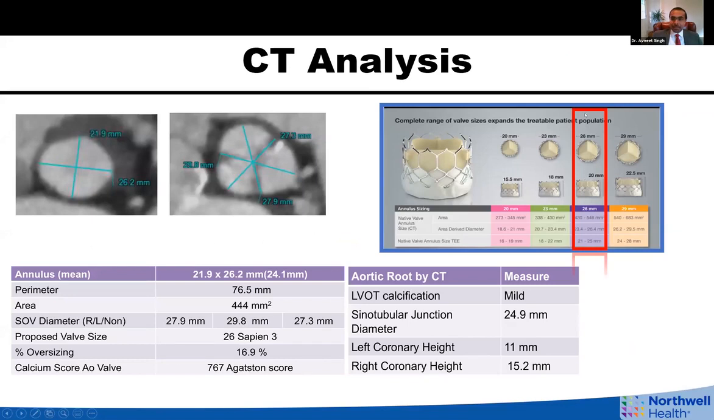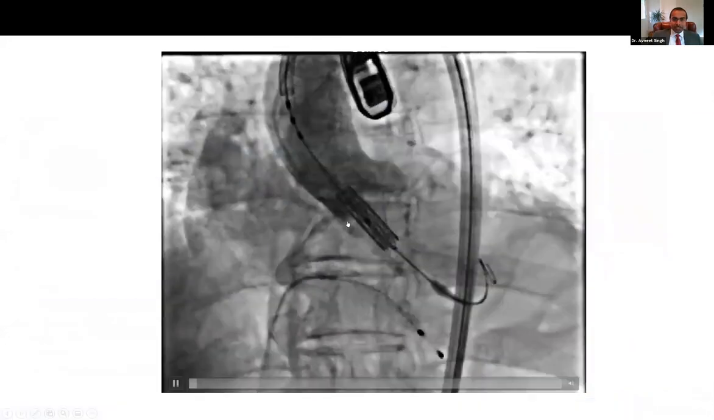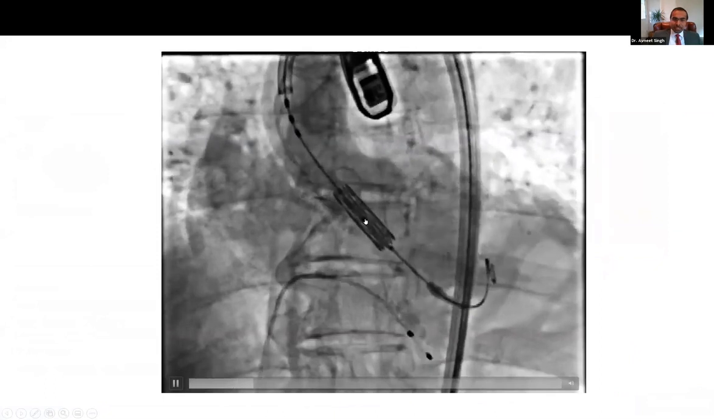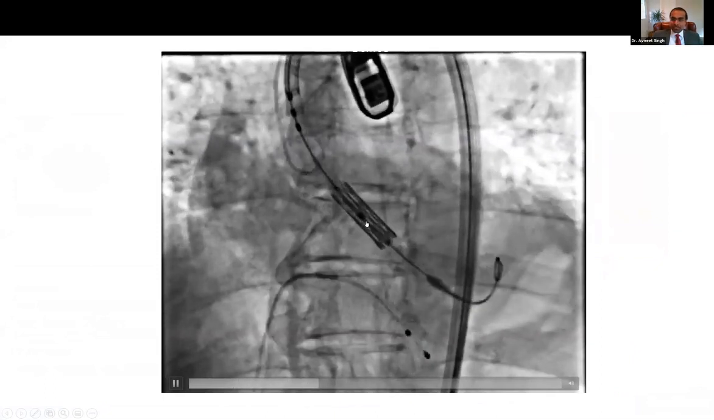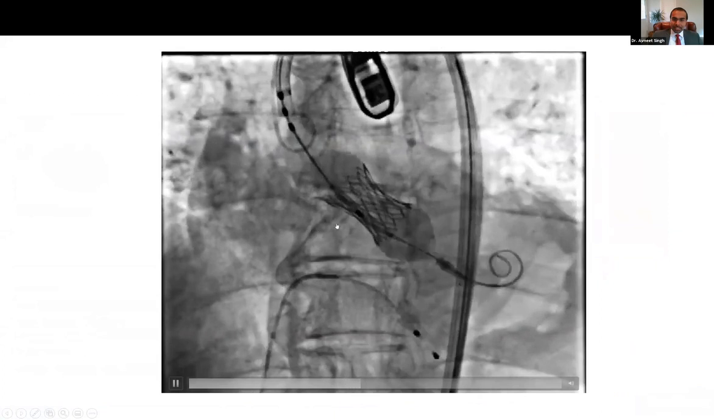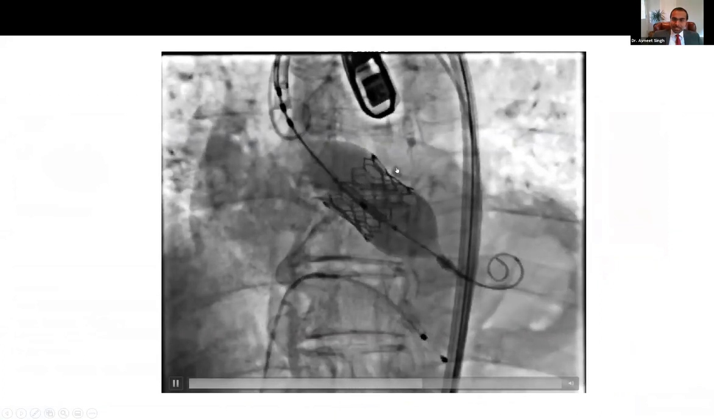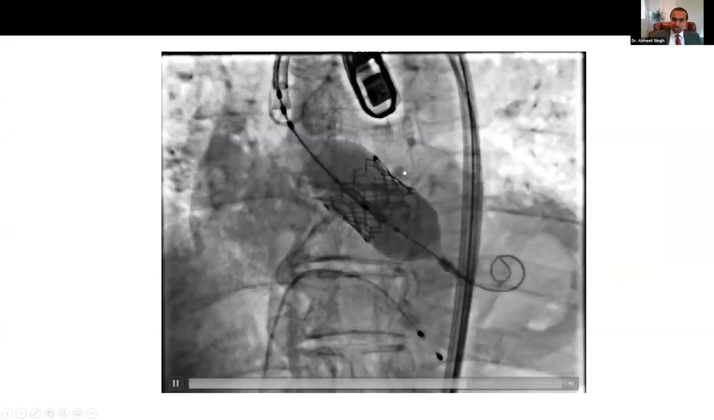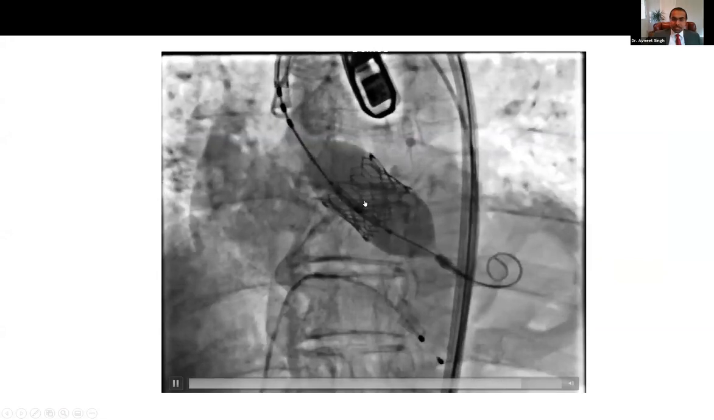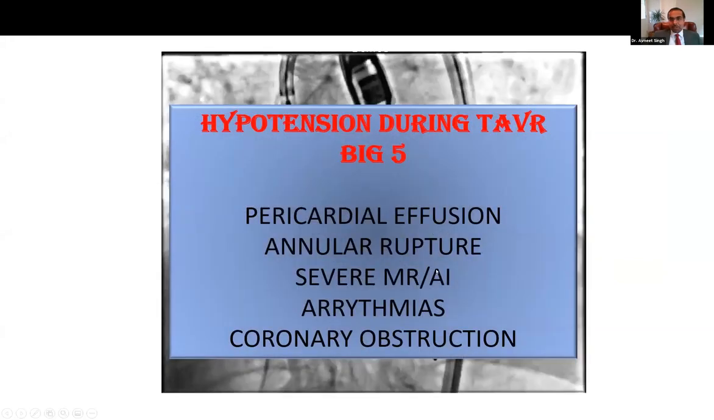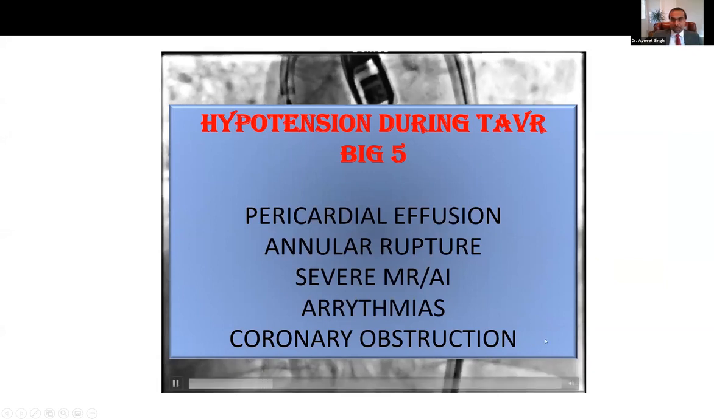And we decided that based on the sizing, a 26 millimeter Edwards Sapien 3 valve would be the appropriate size for her with 16% oversizing. This is the rapid pacing run, aerogram, valve position looks good, and we deployed the valve, and it looked like the valve had good expansion, and you can see the leaflet being pushed into the sinuses. Right away, the patient becomes hypotensive, and this is the big five that we always talk about: pericardial effusion, annular rupture, severe valve issues, arrhythmias, or coronary obstruction.